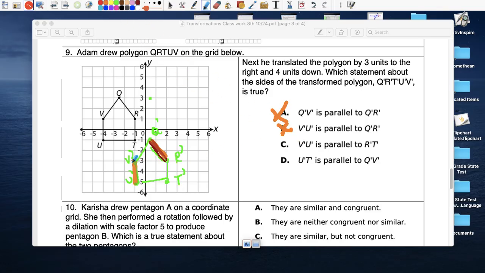V prime U prime, this line right here again, is parallel to R prime T prime. This line right here. That's true. That's our answer. And just to check the last one, U prime T prime, which is this line over here, is parallel to Q prime V prime. Absolutely not. So yes, C is the correct answer.